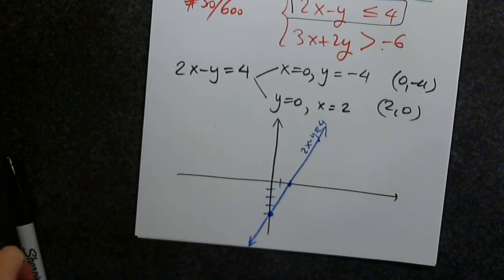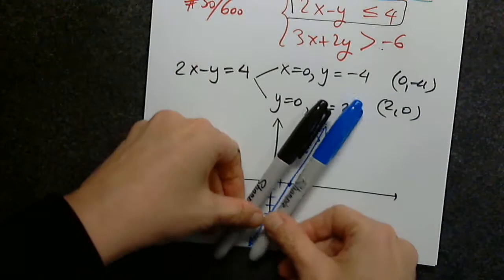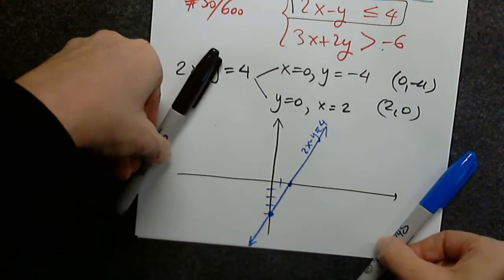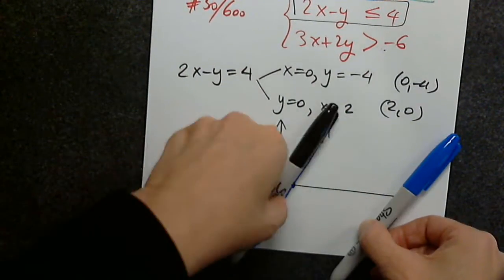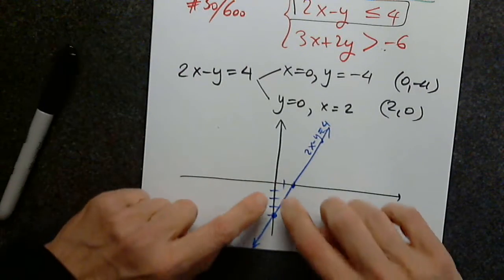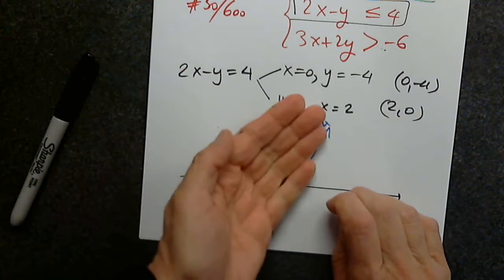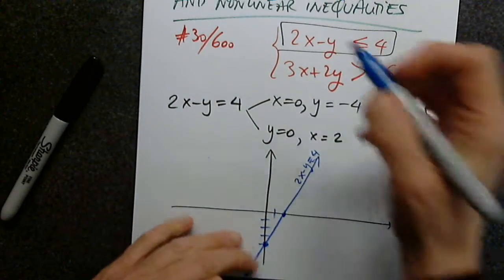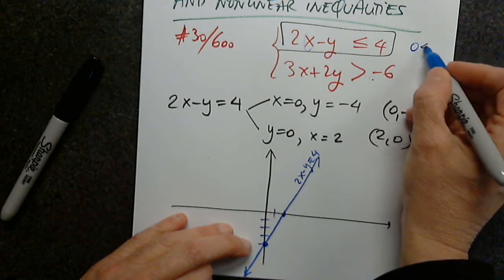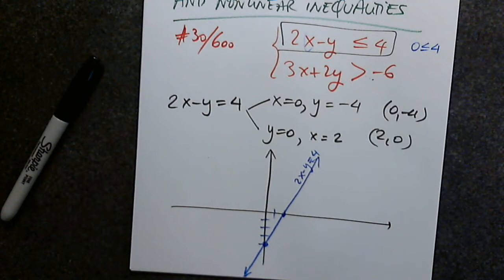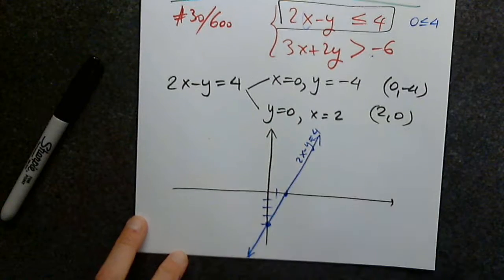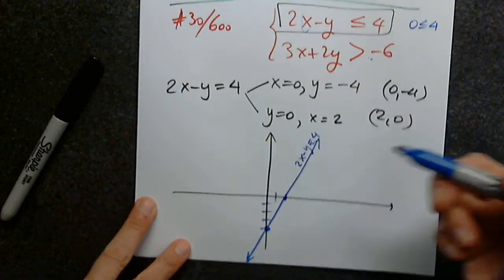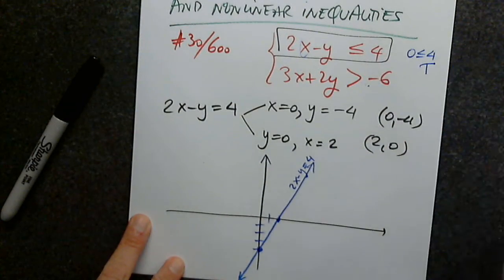Now, I hope you see that this line divides the plane into two regions, one to the right and one to the left. I'm going to pick this point. I'm going to check this area. I'm going to pick this point because it's the easiest to work with. 0, 0. Is 0 less than or equal to 4? If you say yes, I will shade in this area. If you say this is false, I will shade in the opposite. Yes, because this is true, correct? 0 is less than or equal to 4.